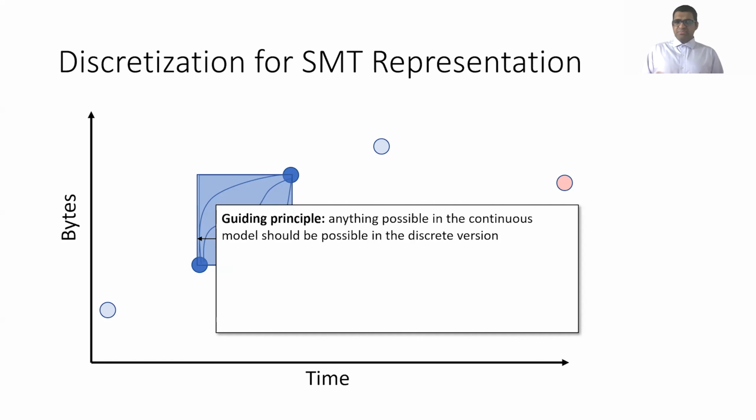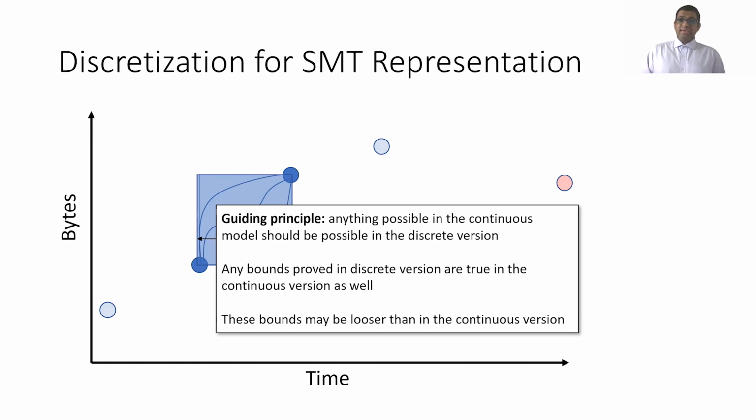And the guiding principle behind this design choice is that we want that anything that is possible in the continuous model should also be possible in the discrete model. This has two consequences. First, any bounds proved in the discrete version are true in the continuous version as well. And second, there are things that are possible in the discrete version which are not possible in the continuous version. Therefore, these bounds may be looser than what is there in the continuous version.